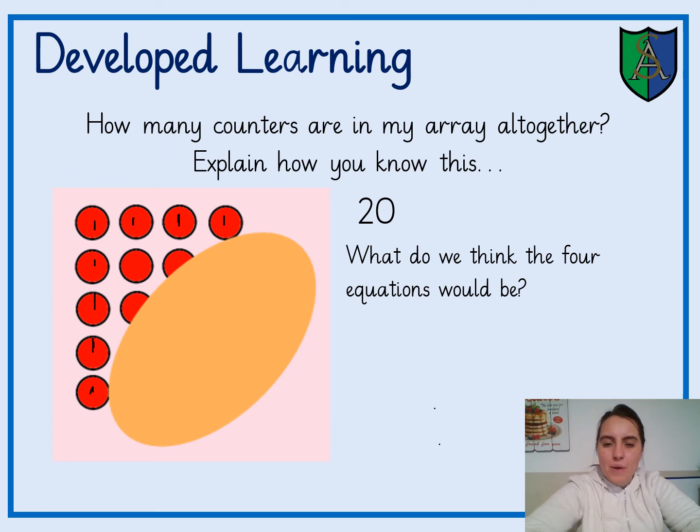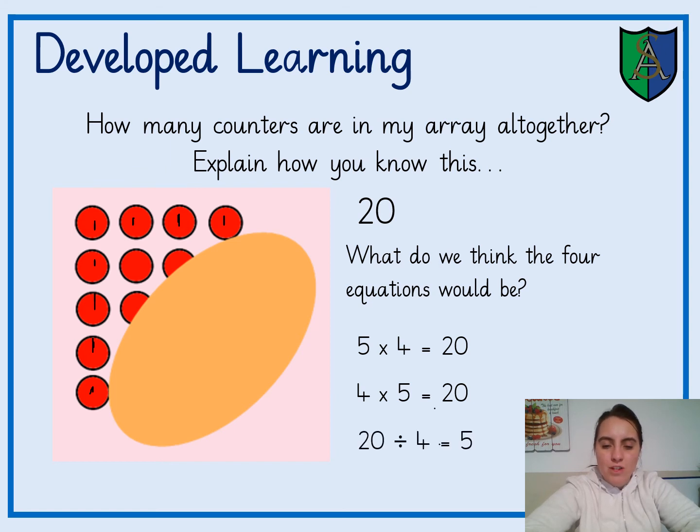Okay, so here is the answer. We've got 5 times 4, which is equal to 20. And we know that it's commutative, so we can swap those numbers around. And we also know 4 times 5 is equal to 20. We've got 20 divided by 4, which is equal to 5. And we also have 20 divided by 5, which is equal to 4.